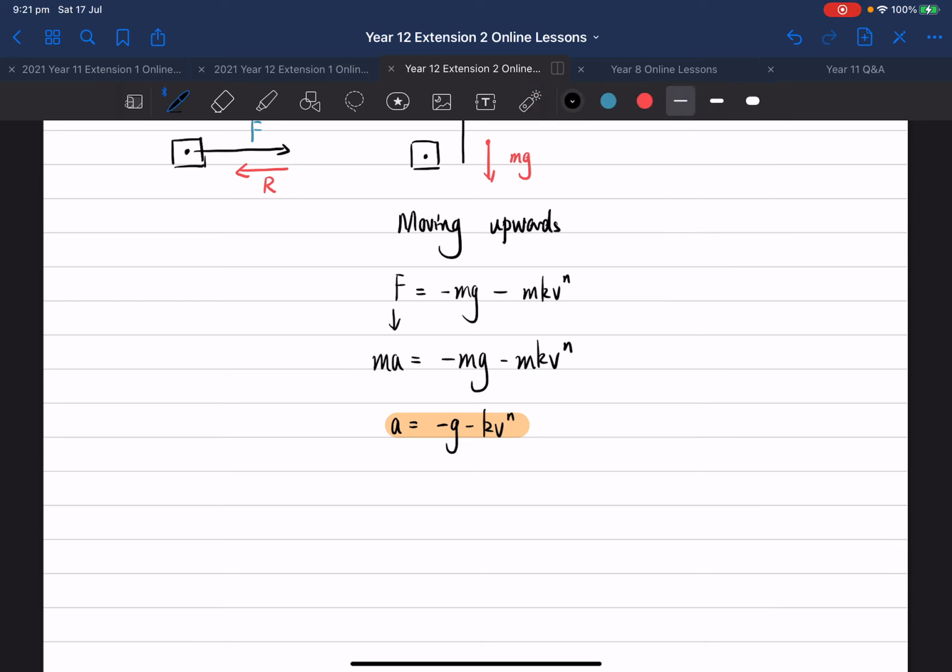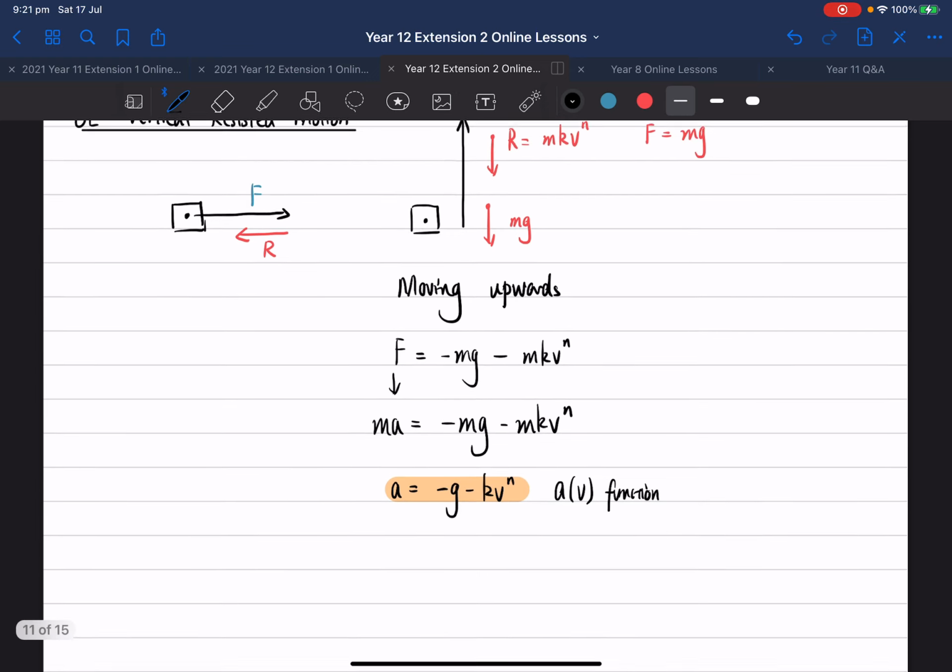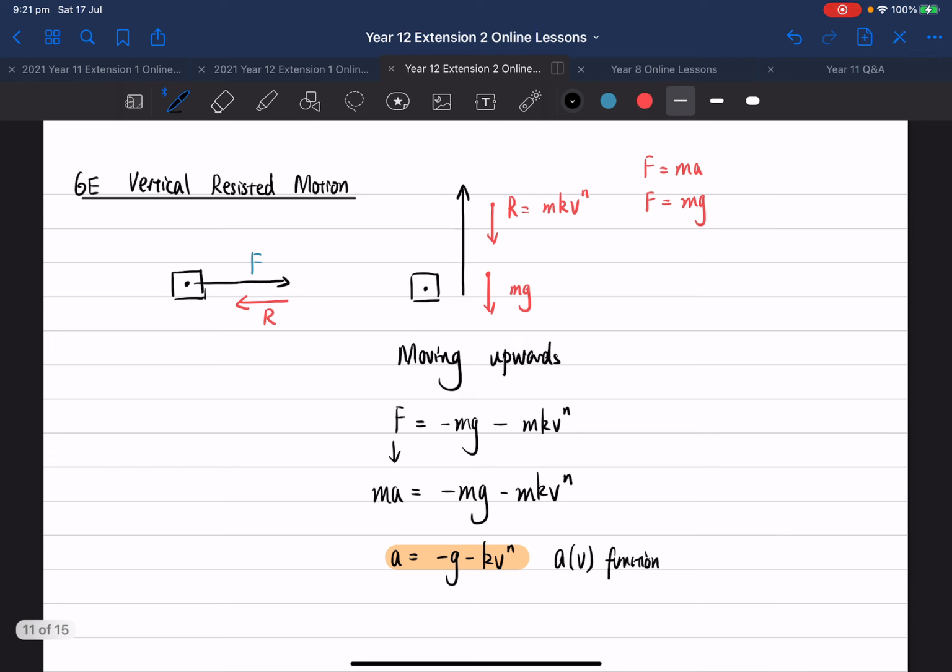And this formula, as you can see, is the acceleration and velocity function. This is one of the equations of motion that we have, and you need to be able to find a way to change those equations of motion into different equations of motion. That's the idea. So this is the motion that's moving upwards. Let's have a look at what happens if it's moving downwards.